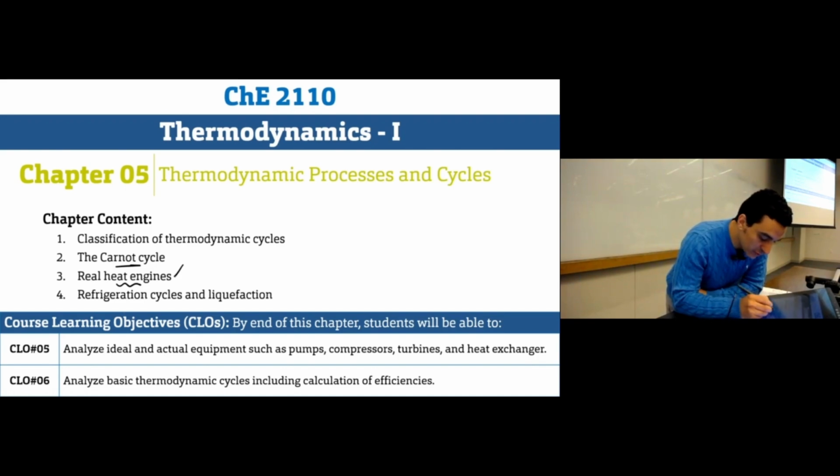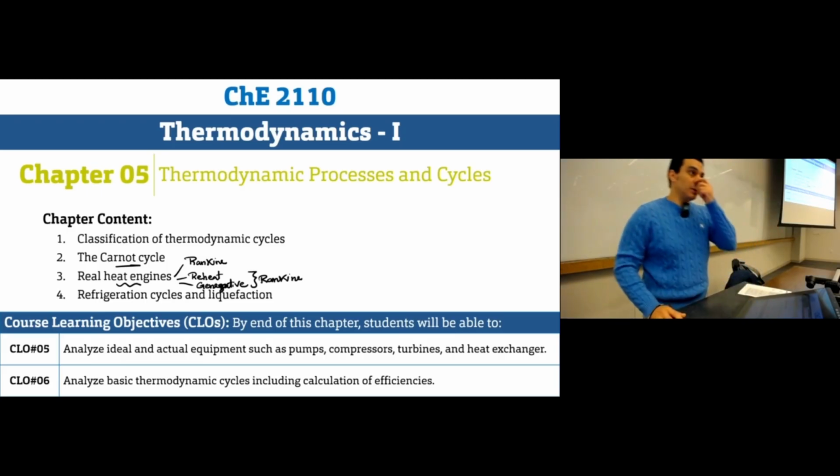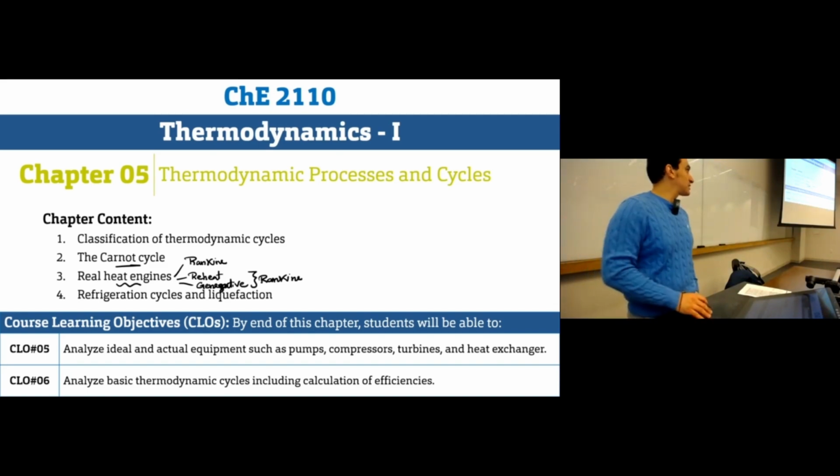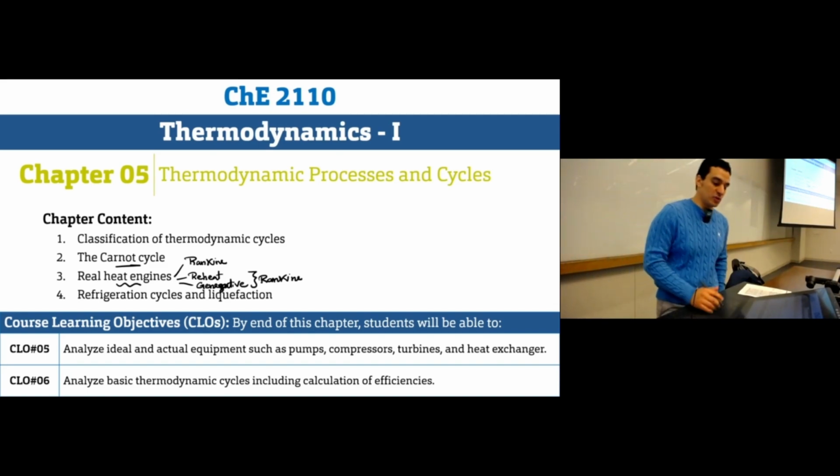For real heat engines, we talked about the Rankine cycle, and we saw the modifications that we can do to increase the efficiency of the Rankine cycle, like the reheat Rankine cycle or the regenerative Rankine cycle. We explained each one of them. We showed the equations that we use to analyze the energy in each one of these cycles and how we can calculate the thermal efficiency of each one of them.